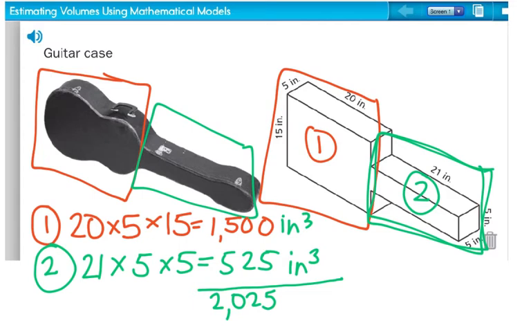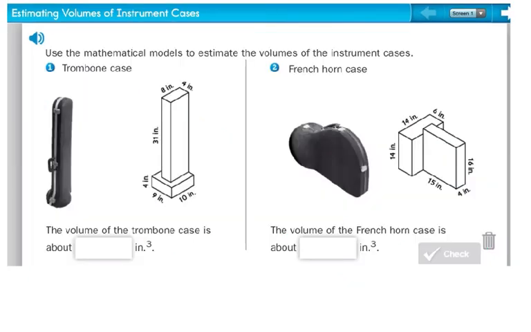The volume of that guitar case is 2,025 inches cubed, or cubic inches. I would like you to try some with me in your journal on page 32. So open to journal page 32. Up at the top, again, pause the video when needed. We are estimating volumes of instrument cases.